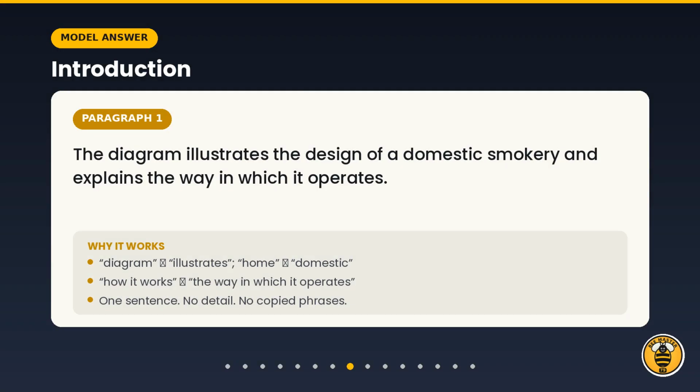Paragraph 1, the introduction. 1 sentence is enough. Notice the paraphrase. Diagram becomes illustrates. Home smokery becomes domestic smokery. Structure and how it works becomes design and the way in which it operates. Never copy the prompt word for word.